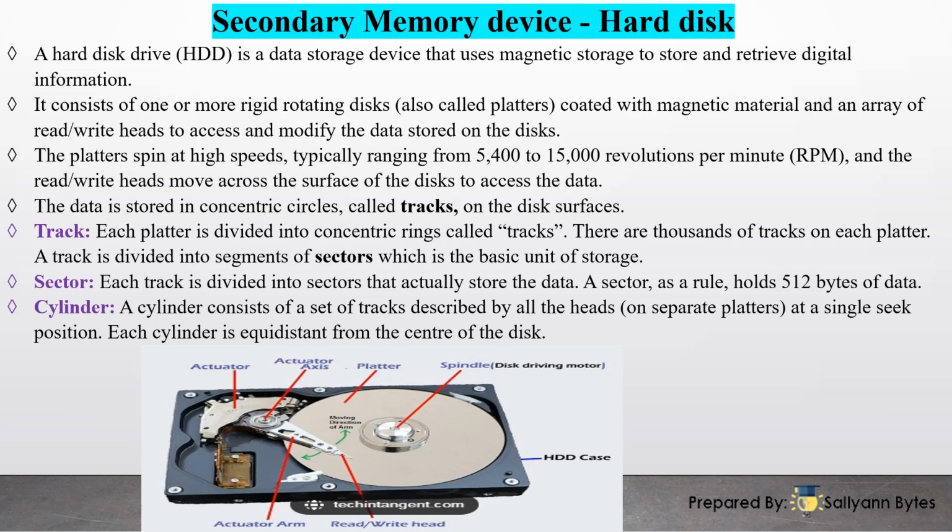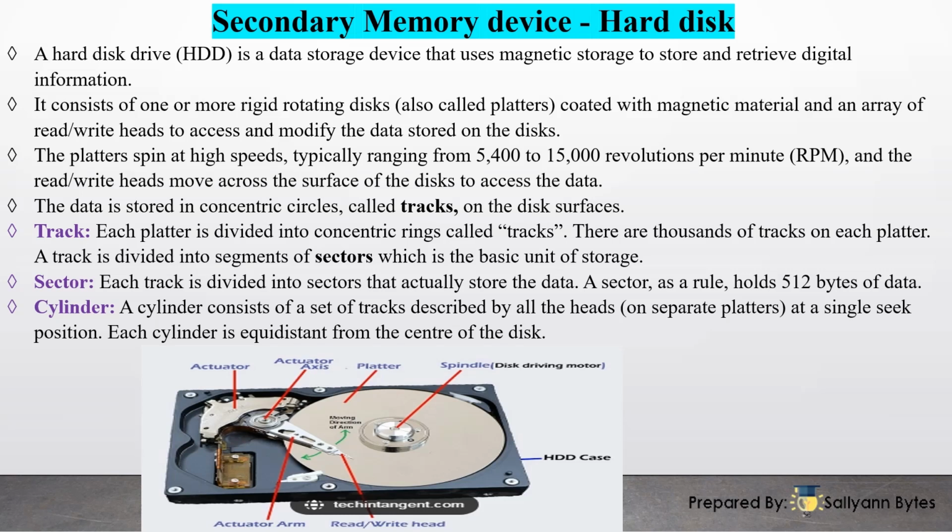Sector. Each track is divided into sectors that actually store the data. A sector, as a rule, holds 512 bytes of data. Cylinder. A cylinder consists of a set of tracks described by all the heads, on separate platters, at a single seek position. Each cylinder is equidistant from the center of the disk.